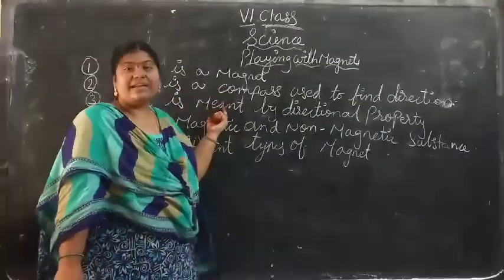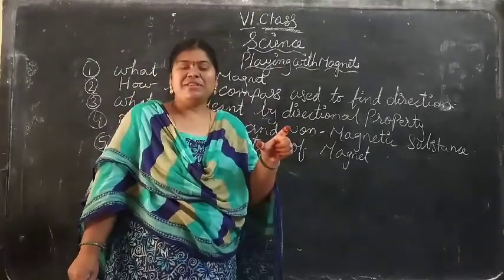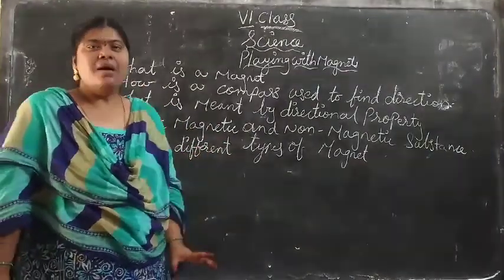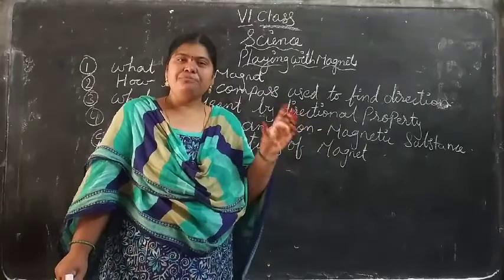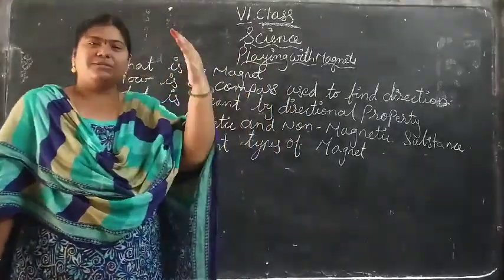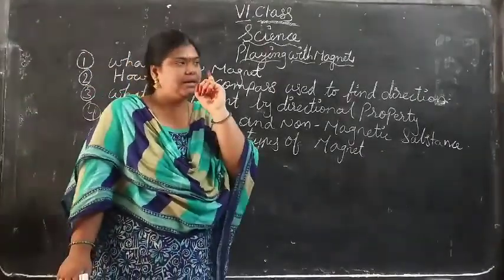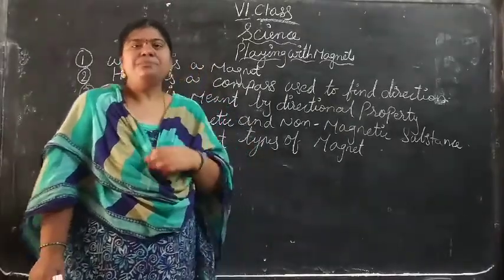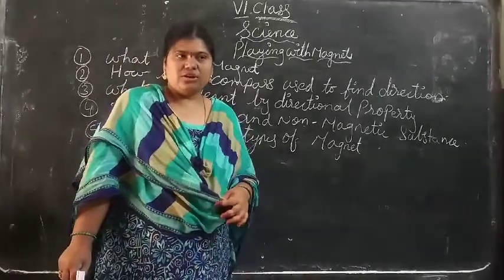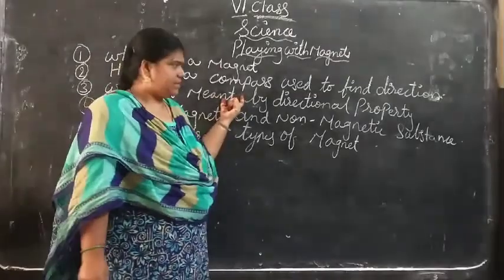Next one, what is meant by directional property? To show the directional property, which magnet are we using? All magnets show north and south direction only, but specifically we use a bar magnet. You have to tell that you tie a thread to the bar magnet and suspend it, twist it, and find out whether it stops near the north and south directions or not. By that we can say it has the directional property.